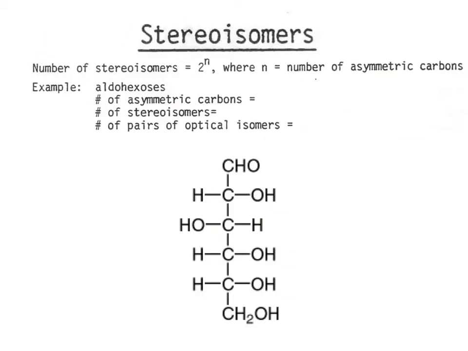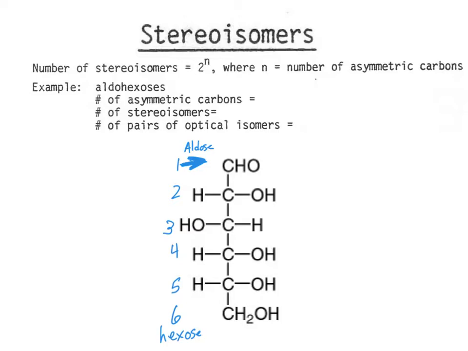Now that we know how to identify the asymmetric carbons, we can continue with the stereoisomers of monosaccharides. So what we're going to do with this is we're going to find out how many different stereoisomers are present in a specific compound. So we're going to look at the number of stereoisomers, and it is going to be related to the number of asymmetric carbons that you found on the previous set. The number of stereoisomers is equal to 2 to the power of n, where n is the number of asymmetric carbons. So for example, in an aldohexose, how many asymmetric carbons are present? Pause the video while you figure that out.